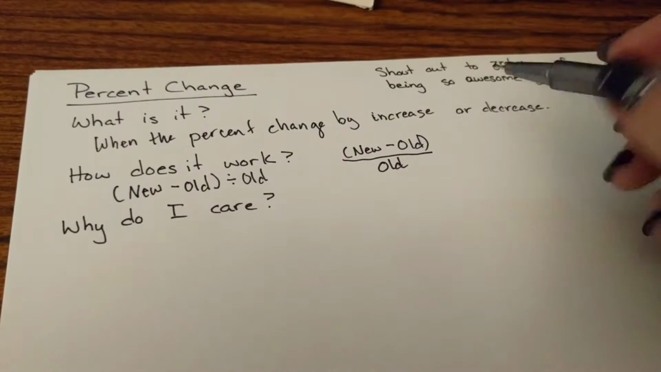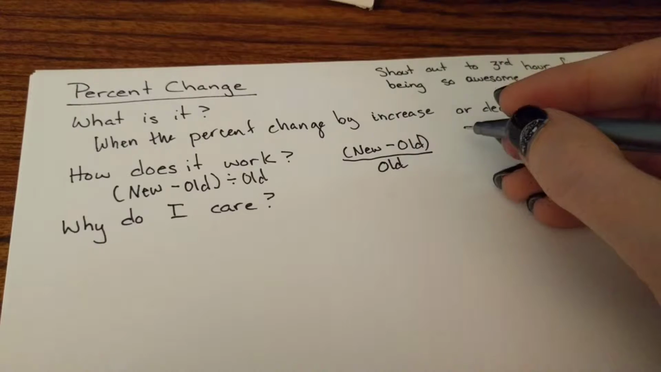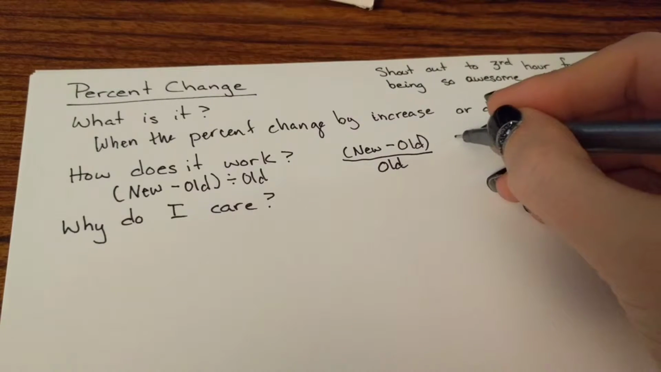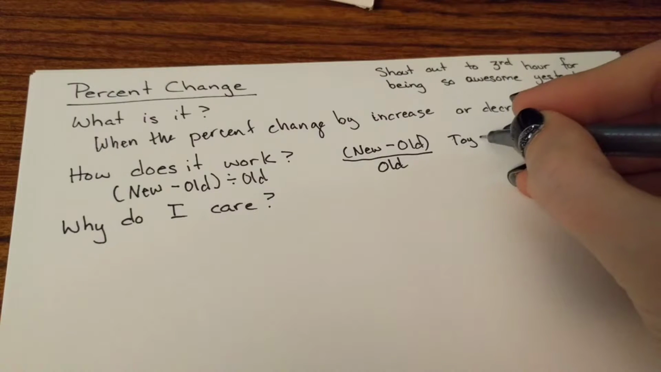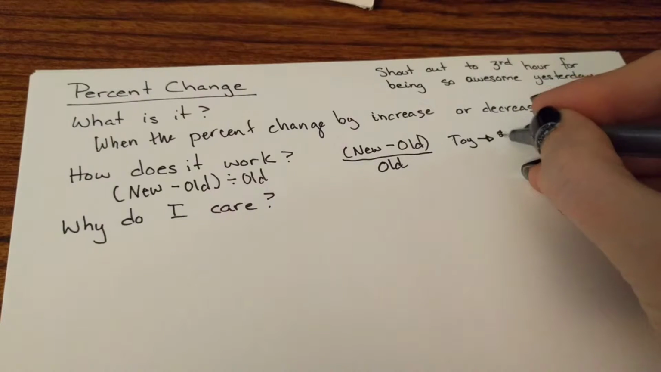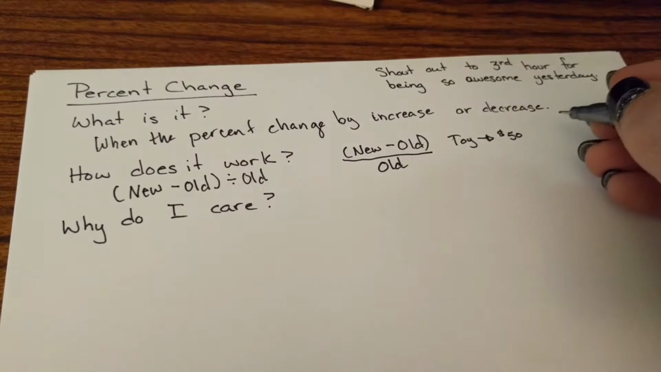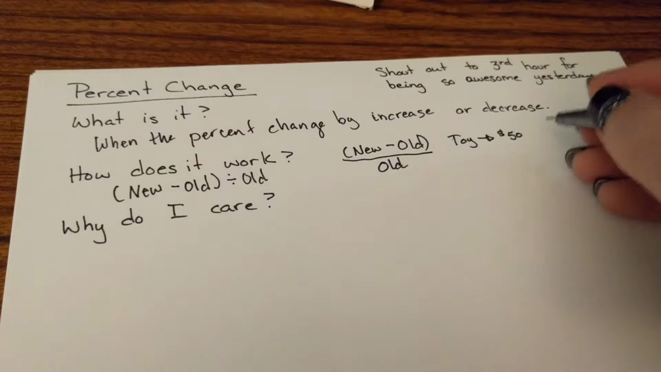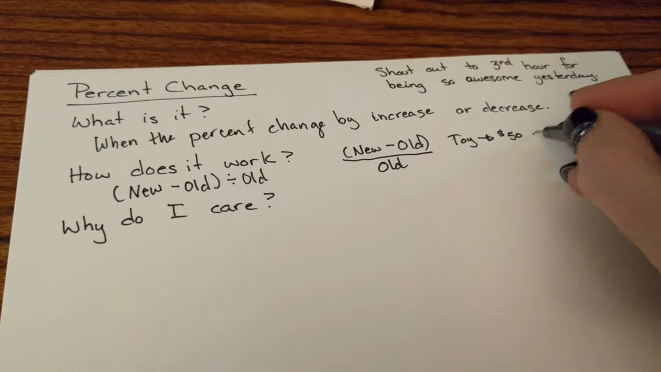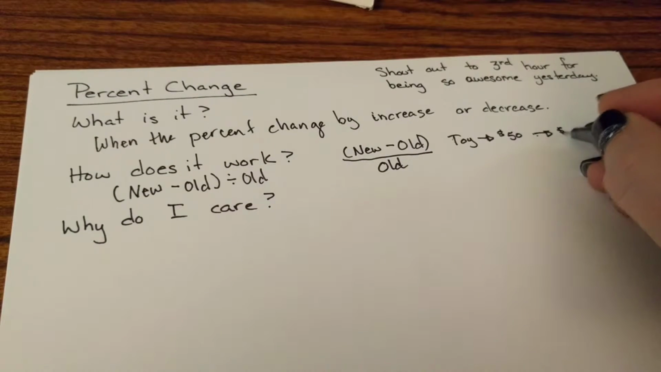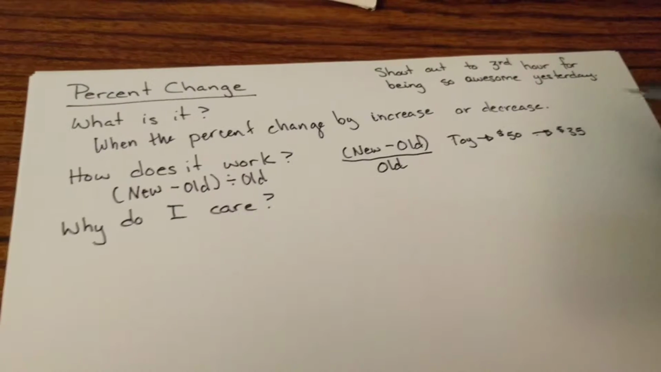So an example of this would be, let's say that you have a toy. There's a toy, right? And the toy at first was $50, right? 50 smackaroos. And then the price changed and became $35. So, seeing that 35 is less than 50, I would say that that's a decrease, but I can't tell how much of a decrease that is.